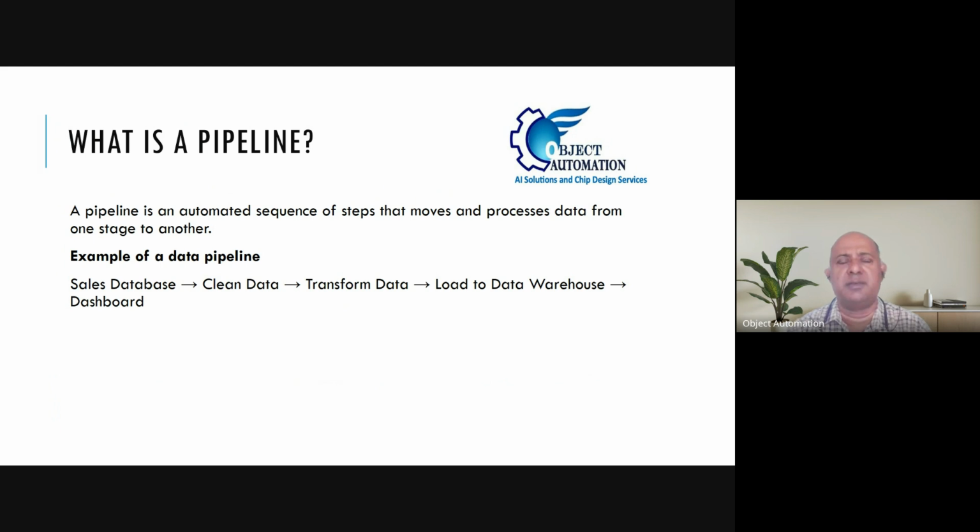What is a pipeline? As a data engineer, we create pipelines. A pipeline is nothing but an automatic sequence of steps that moves and processes data from one stage to another. For example, here I have a sales database. This is my source. Using that, I clean the data, transform the data, and load it to a data warehouse. From there, I use the data to create a dashboard. This is a typical pipeline.